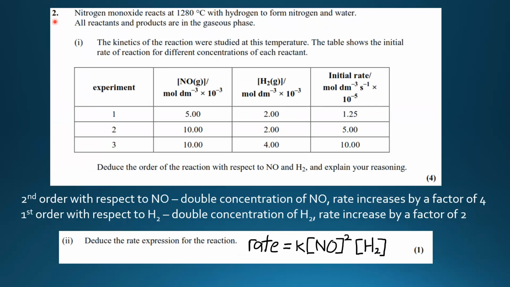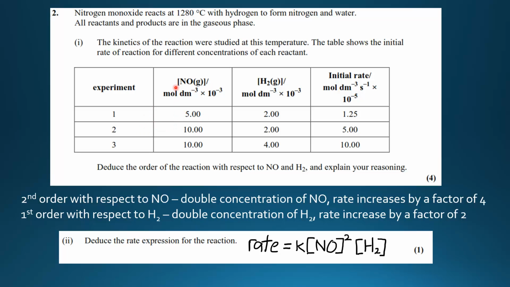So here we have another example. It's nitrogen monoxide reacting with hydrogen to form nitrogen and water, which is the same reaction as the previous example. And you have to deduce the order of reaction with respect to nitrogen monoxide and hydrogen and explain your reasoning. So again, you choose the experiments where one reactant is changed and the other stays the same. So I've chosen 1 and 2.